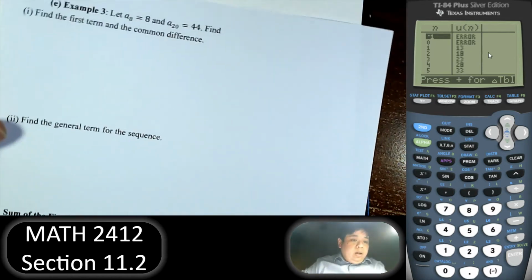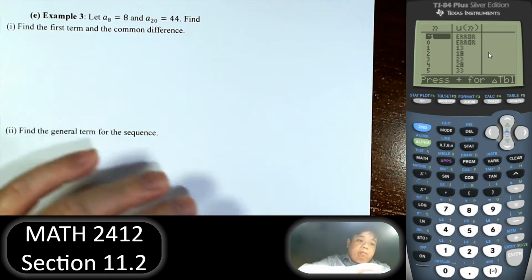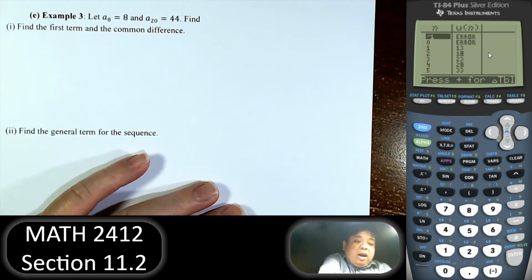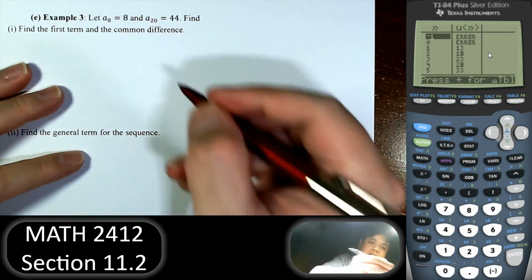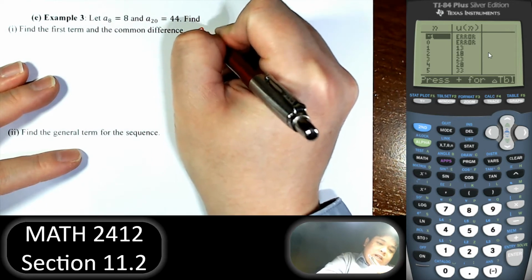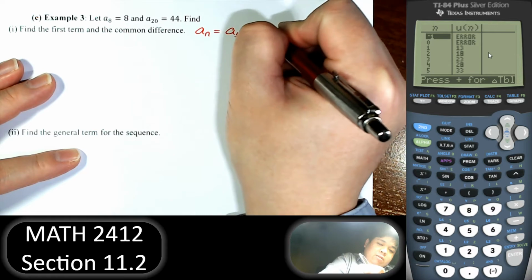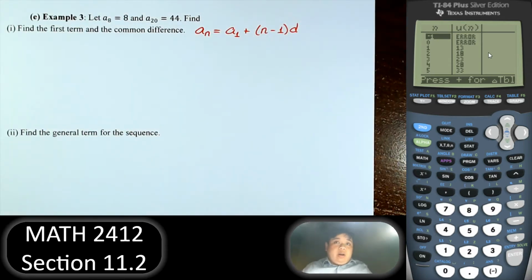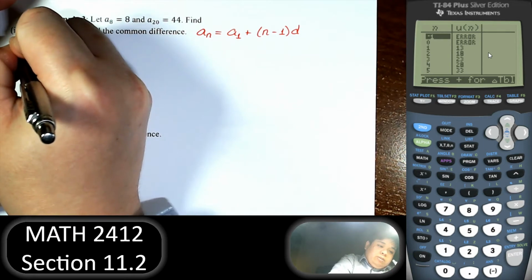Right. Next, let's say we have the 8th term is 8 and the 20th term is 44. Find the first term and the common difference. So how do we do that? Well, at least we know the formula for a sub n is equal to a sub 1 plus n minus 1 times d, right? We don't know the common difference. We don't know the first term, but we know a sub 8 is equal to 8 and a sub 20 is equal to 44.